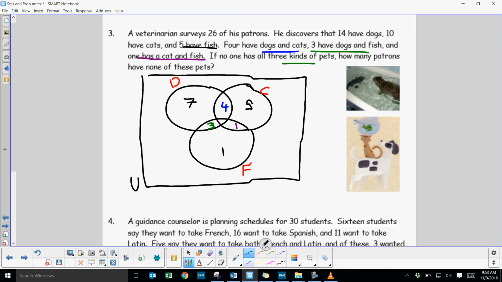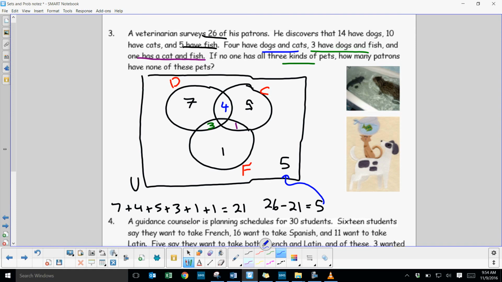And there's 26 patrons in total. So if you add all of these numbers up, maybe you want to do it on the bottom somewhere. 7 plus 4 plus 5 plus 3 plus 1 plus 1. Let's see, 7 plus 4 is 11, 11 plus 5 is 16, 16 plus 3 is 19, plus another 1 and a 1 gives you 21. So the amount that are on the outside must be the total, 26 minus 21 equals 5. So we have 5 on the outside here.